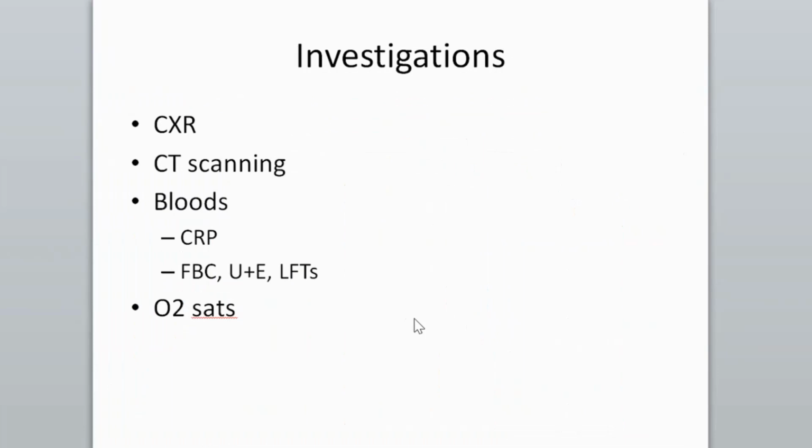So investigations we should be doing. Obviously we've spoken about a chest X-ray. Should we be CT scanning people with pneumonia? What does everyone think?